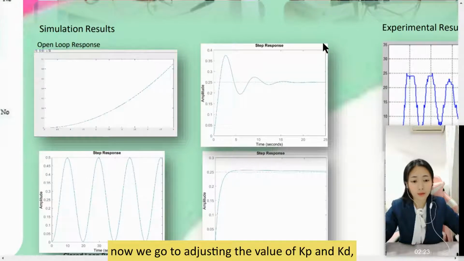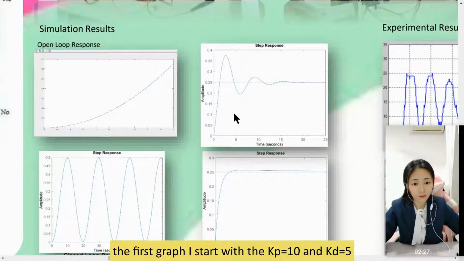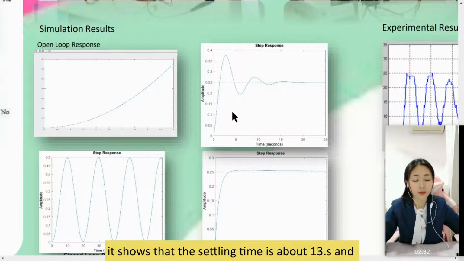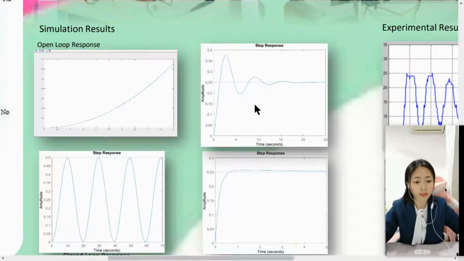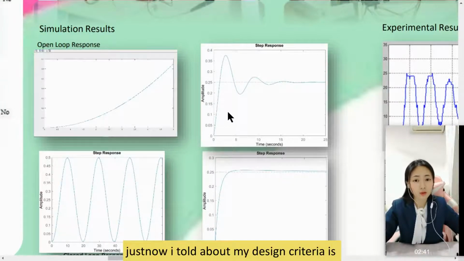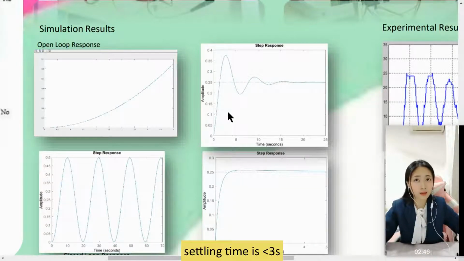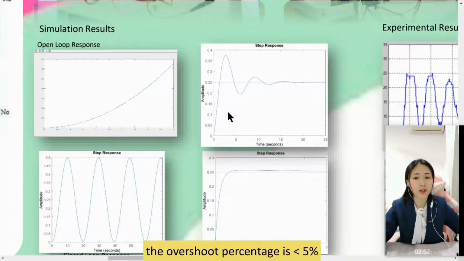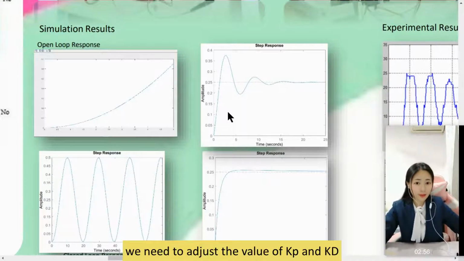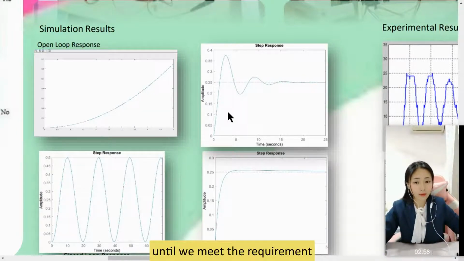Now we go to adjusting the value of Kp and Kd. The first graph, I start with Kp equal to 10 and Kd equal to 5. It shows that the settling time is about 13 seconds and the overshoot is about 50%. So just now I talked about my design criteria: the settling time is less than 3 seconds and the overshoot percentage is less than 5%, right? So we need to adjust the value of Kp and Kd until we meet the requirement.